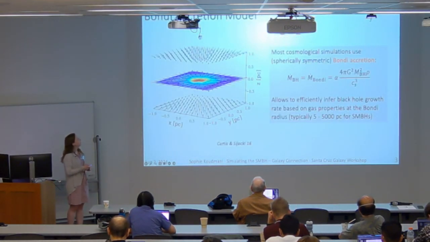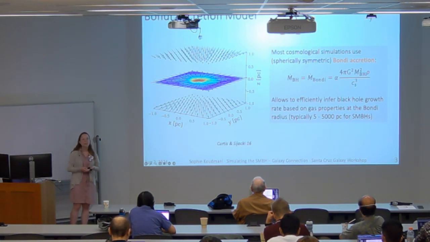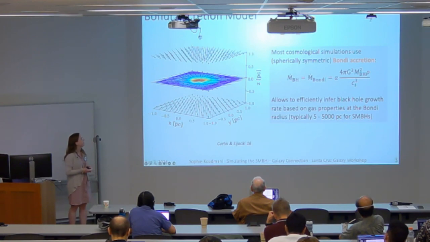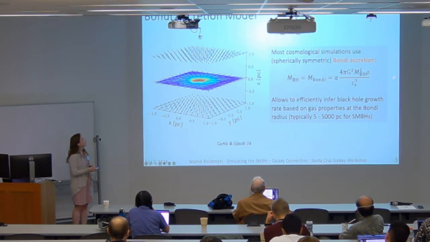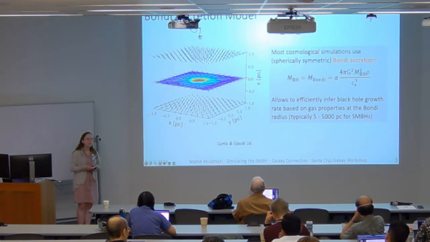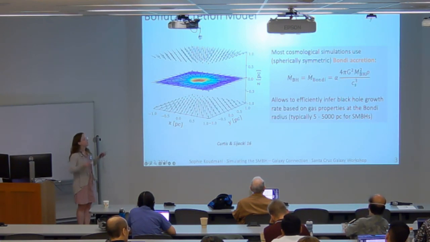The model that is most popular for representing black hole growth in cosmological simulations is the Bondi accretion model. This is mainly because it allows for a very convenient way of estimating the black hole growth rate. I've given you here the Bondi formula. What's most important is that all you need is the black hole mass, the gas density, and the gas sound speed. For the Bondi formalism, you need to estimate this gas density and gas sound speed at the scale of the Bondi radius, where you change to a free-fall type solution.